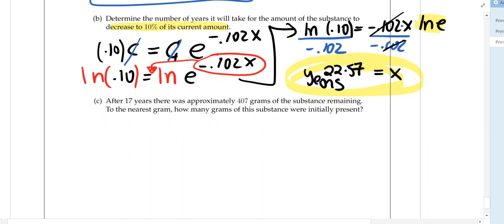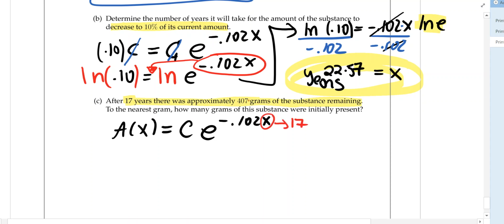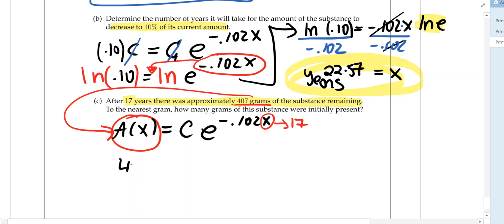And now for C, after 17 years, there were approximately 407 grams of the substance remaining. So let's write down our equation. We have that A of x, the amount left after x years, was C e to the negative 0.102x. Now it says after 17 years, that means that x is 17, and then there were approximately 407 grams left. So our equation becomes 407 equals C times e to the negative 0.102 times 17, 17 instead of x.